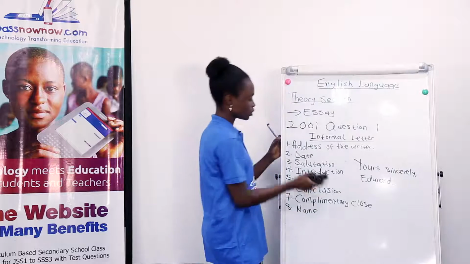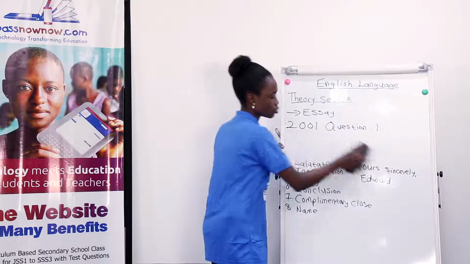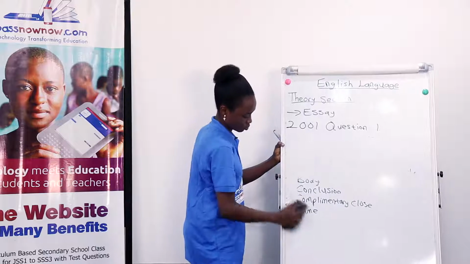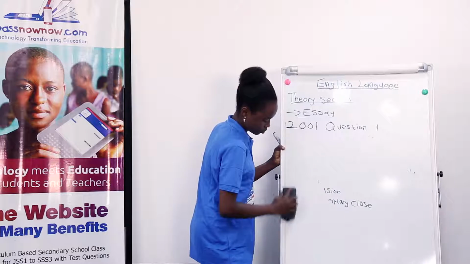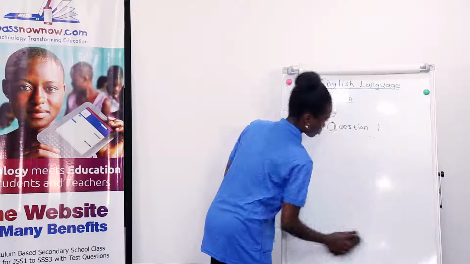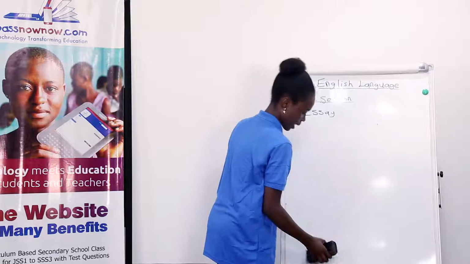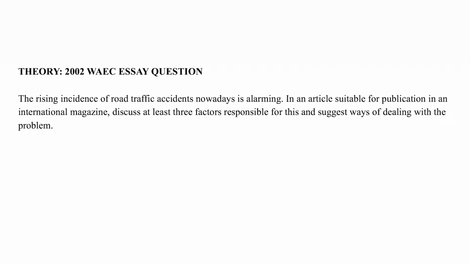So, we're going to the second question, 2002. So number 2, 2002, the question goes thus. The rising incidence of road traffic accidents nowadays is alarming. In an article suitable for publication in an international magazine, discuss at least 3 factors responsible for this and suggest ways of dealing with the problem.